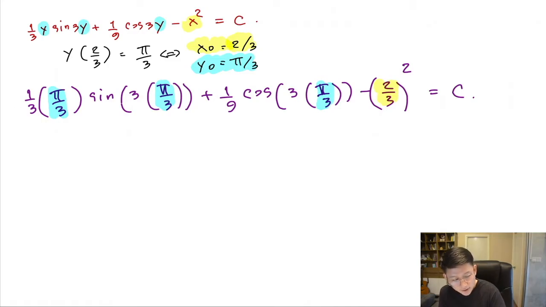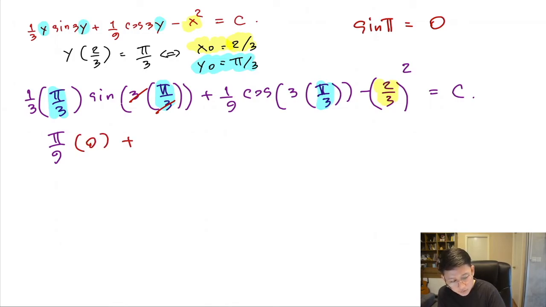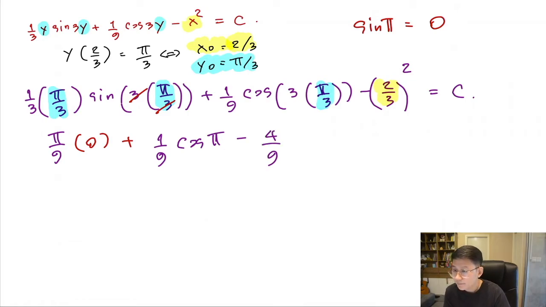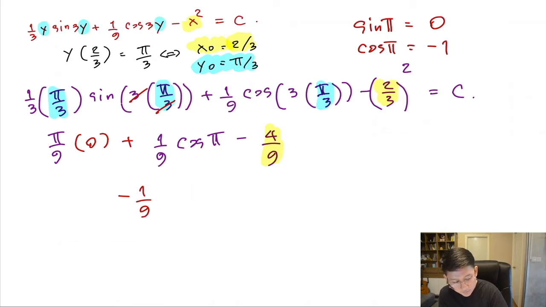And then what I have here is pi divided by 9. This cancels out, so we are left with sine pi, but sine pi is actually 0. Sine pi is 0, so we have 0 here, plus 1/9 of cos pi, minus 4/9. Cos pi is minus 1. So what we have here is minus 1/9 minus 4/9. So we have that c is minus 5 divided by 9.